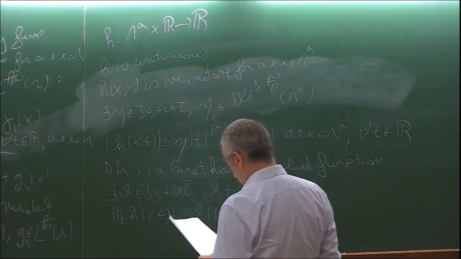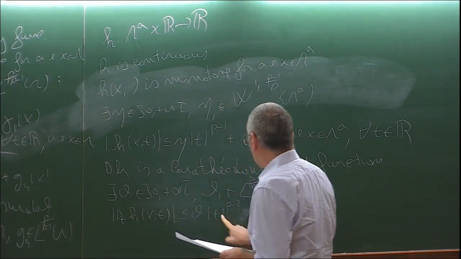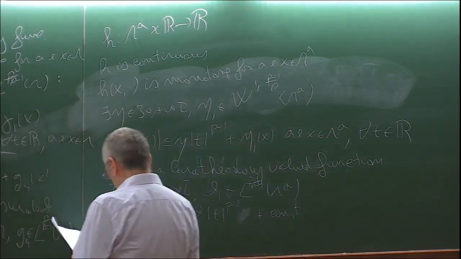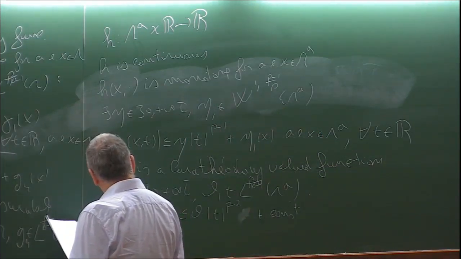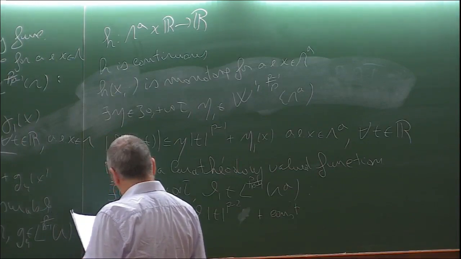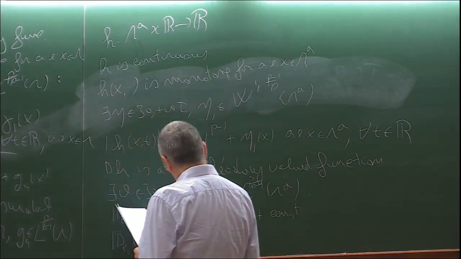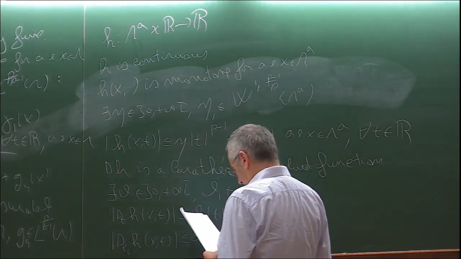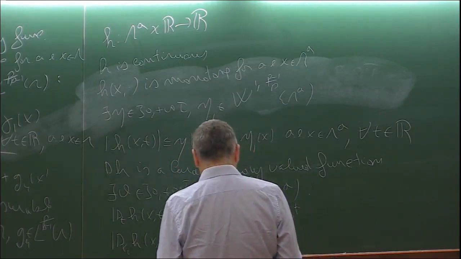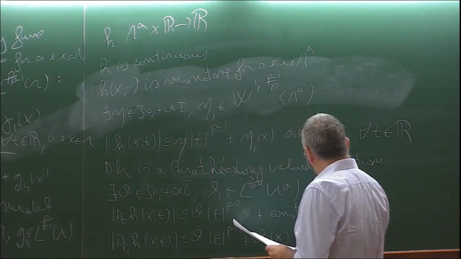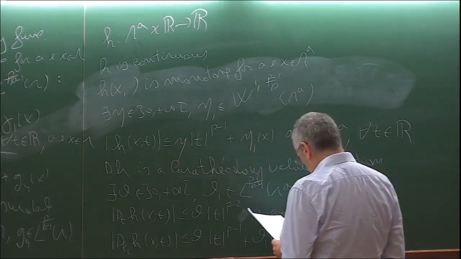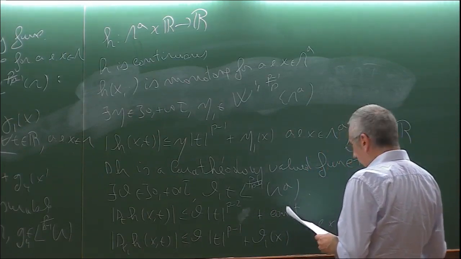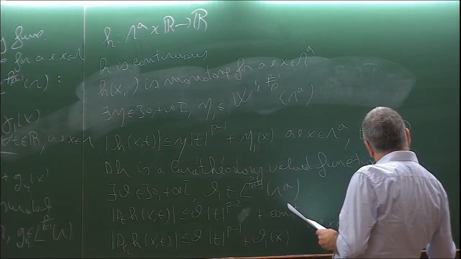Excuse me, it is the modulus of t to the power p minus 2 plus a constant. And the derivative with respect to x of H of (x, t) is less than theta times the modulus of t to the power p minus 1 plus theta 1 of x, for almost everywhere x in omega A, and for e equal 1 and minus 1.